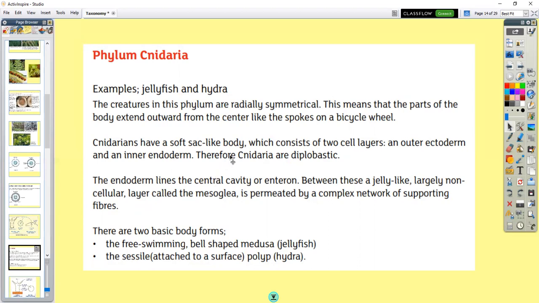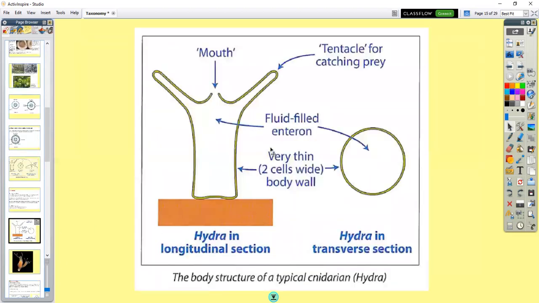Okay, and they are diploblastic, so two layers, and the endoderm lines the enteron, or cavity. Okay, you can see the Hydra is an example here. So you have the ectoderm on the outside, endoderm on the inside. It lines this quite large enteron or gut.